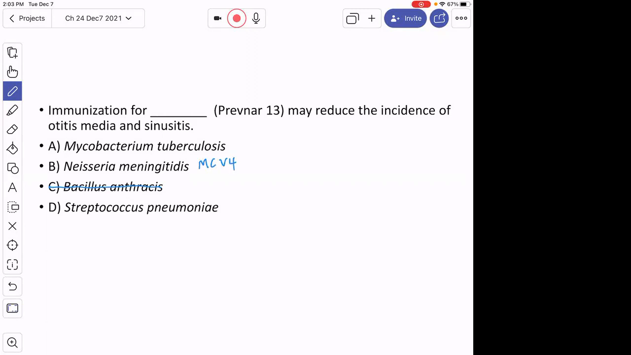And the TB vaccine, BCG, Bacille Calmette-Guérin. That was the TB. So Prevnar 13, that's the strep pneumonia. So while the goal there is to cut down on meningitis, really, it's also going to cut down on ear infections and sinusitis.